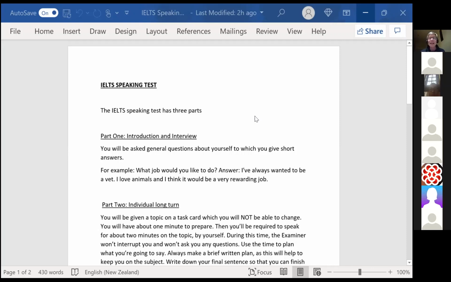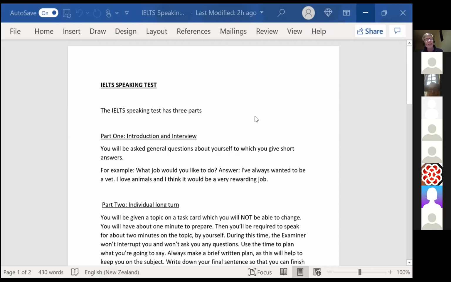So the IELTS speaking test has 3 parts. The first part is an introduction and interview, where you'll be asked questions about yourself to which you give short answers. So for example, the examiner might ask you, what job would you like to do? And an answer that you could give is, I've always wanted to be a vet. I love animals and I think it would be a very rewarding job. So part 1 is just short answers to short questions.